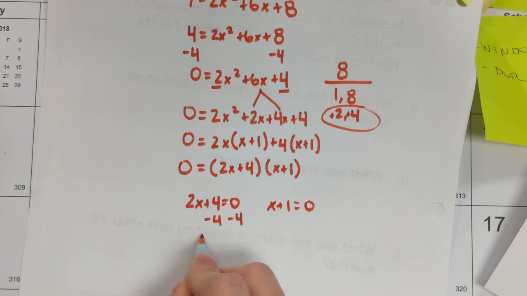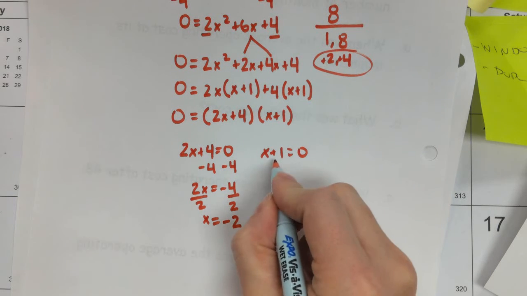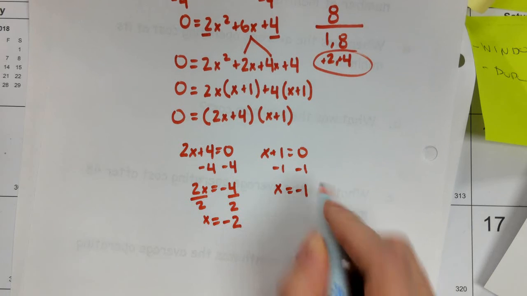So subtract 4, divide by 2. I got x equals negative 2. And on this one, I just have to get rid of a plus 1 with a minus 1. So x equals negative 1.